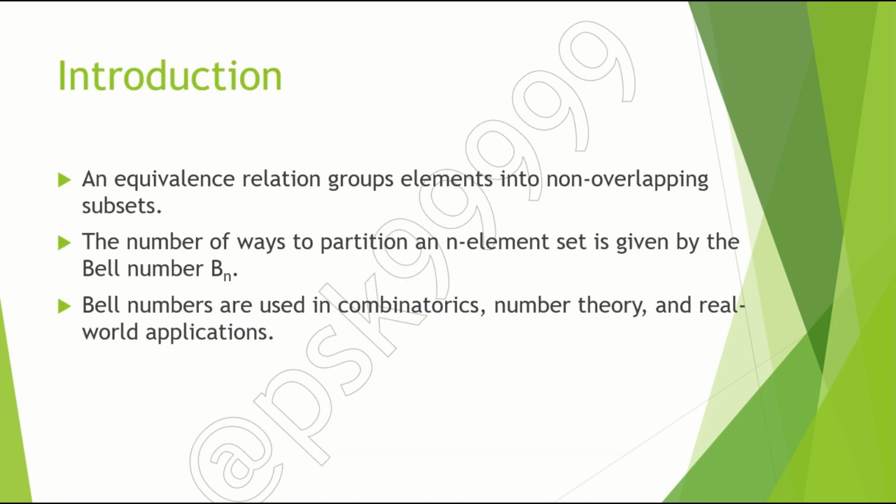An equivalence relation groups elements into non-overlapping subsets. This is the key idea behind equivalence relations. The number of ways to partition an n-element set is given by the Bell number Bn. If there are n elements, then Bn is the number of ways you can partition them into equivalence classes. Bell numbers are used in combinatorics, number theory, and real-world applications.